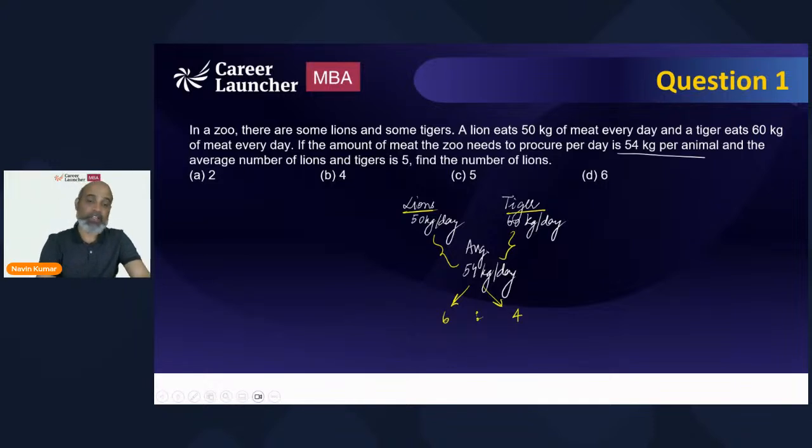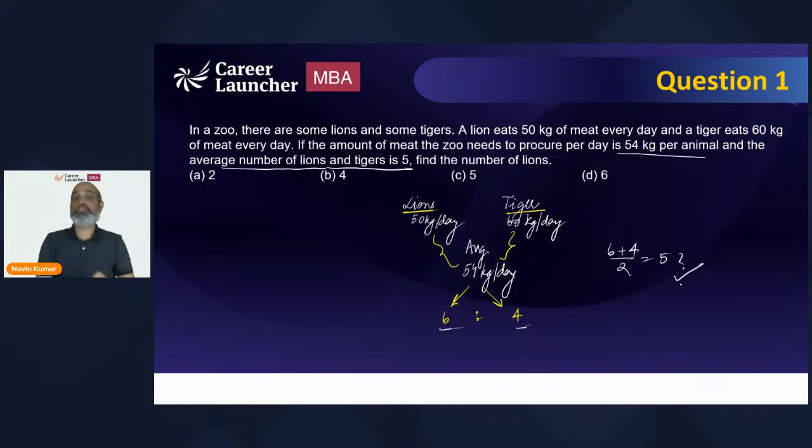It could be anything. But it is given here that the average number of lions and tigers is 5. So since we got 6 and 4, is it true that the average is 5? It is. Instead of 6 and 4, if I take 60 and 40, the average won't be 5 as per the given question. So everything works out fine. The question asked is the number of lions, which is going to be 6. That will result in D option, right?